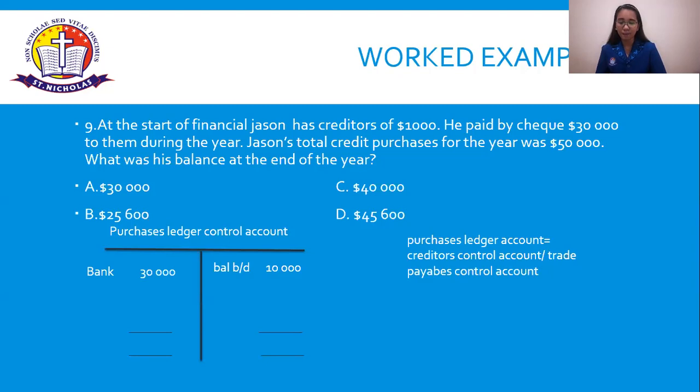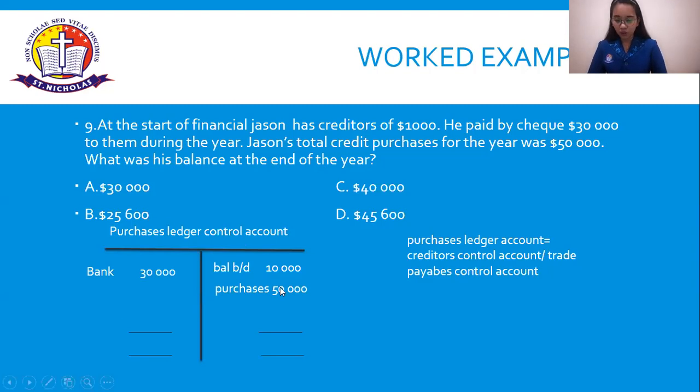This is the total. And then he said the total credit purchases. So purchases increase our trade payable. Increase our trade payable, we put on the credit side. So we write purchases 50,000. And then after this, is that all? Yes, that's all. Now it's time to calculate the balance b/d and balance c/d.